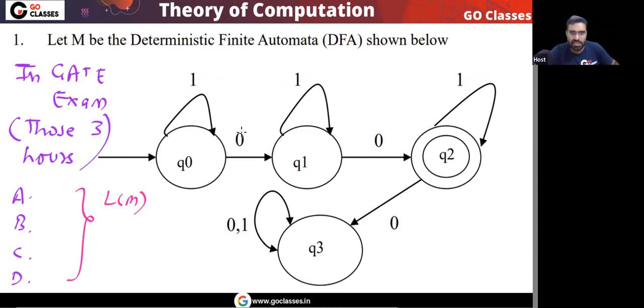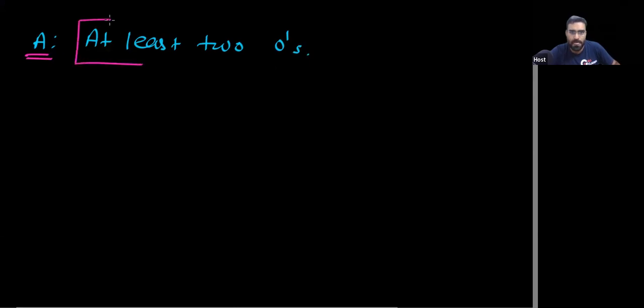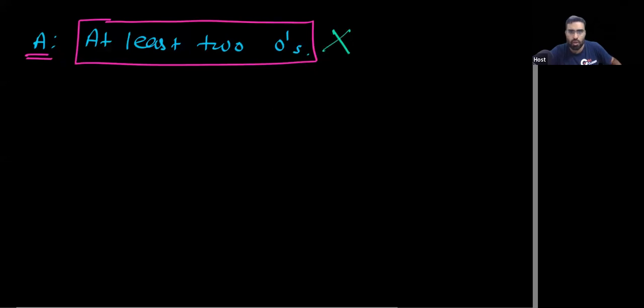For example, let's assume option A is at least 2 zeros, that is, all the strings with at least 2 zeros. Let's assume this is your option A. Then what will you do? How will you remove this option? How can you eliminate it? This option will be wrong. This is not the language. What will be the counter example?